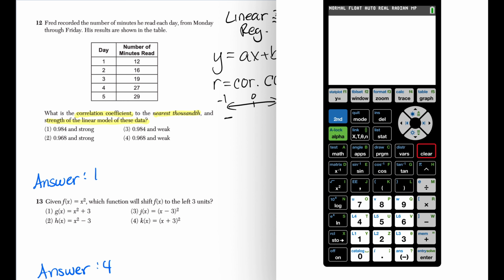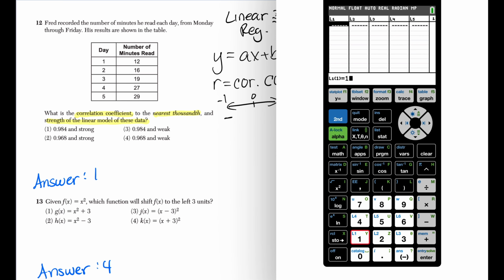So what you're going to do is go into your calculator. You're going to hit Stat. You're going to press 1 for Edit. And you're going to put your data in. We're just going to type it in there. On this side we have 1, 2, 3, 4, and 5. And on the other side we have 12, 16, 19, 27, and 29. So now we have our data in there.